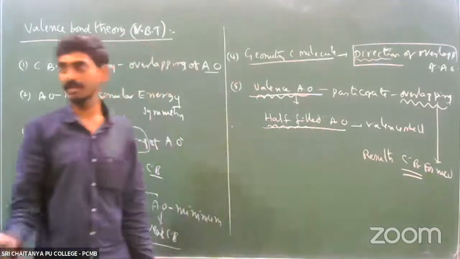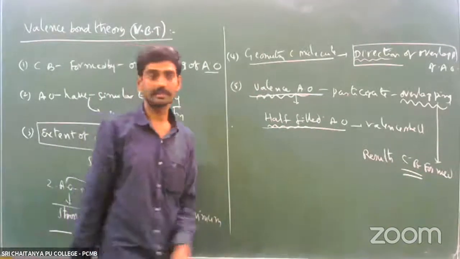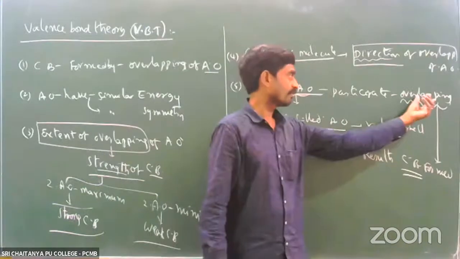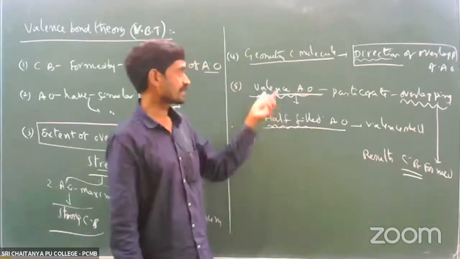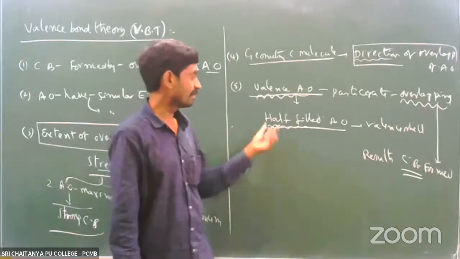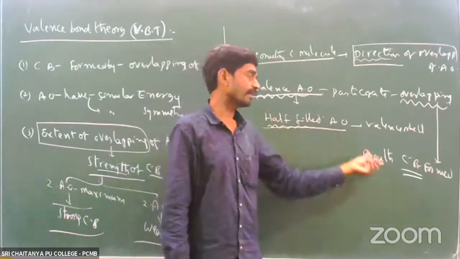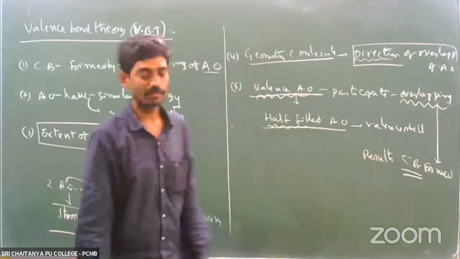Each and every point is important. Each and every word is important. So overlapping of atomic orbitals present in the valence cell, which must be half-filled, produces a covalent bond, right?